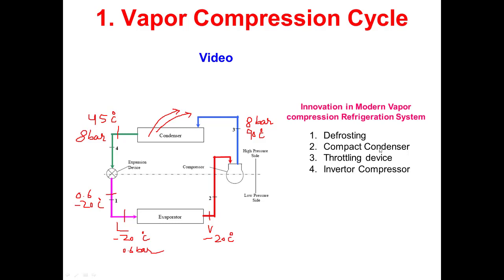So instead of using the old condenser at the back side of the fridge, which is like the bending of a very long condenser tube, we can use a compact condenser as you see in the video.